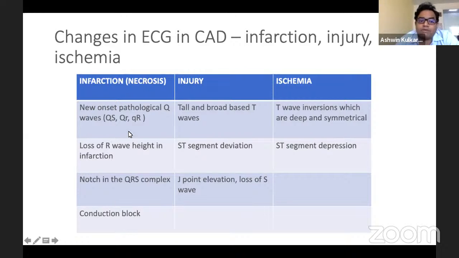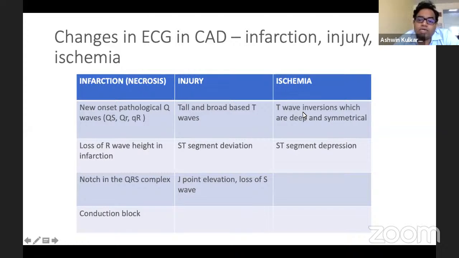For practical purposes, you can remember that if there is a deep Q wave or a QRS complex with loss of R wave, it generally signifies an evolved, old necrosed myocardial tissue. Whereas in injury, where the myocardium is undergoing injury at present, there is infarction. So it manifests initially as tall and broad T waves. The T waves tend to be tall and broad. Gradually, as I mentioned in my previous slide, there will be ST segment elevation, J point elevation and loss of S wave. So practically, initially there will be broad T waves followed by ST segment elevation. These are the two most important points of myocardial injury.